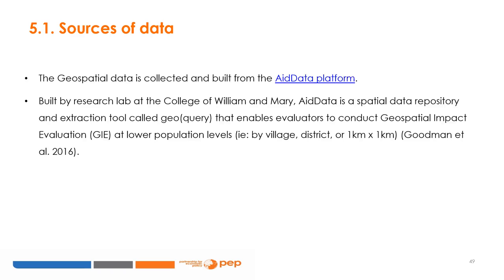Geospatial data is collected and built from the AID data platform. Built by the research lab at the College of William and Mary, AID data is a spatial data repository and extraction tool called GeoQuery that enables evaluators to conduct geospatial impact evaluations, GIEs, at lower population levels, for example by village, district, or 1 kilometer by 1 kilometer.